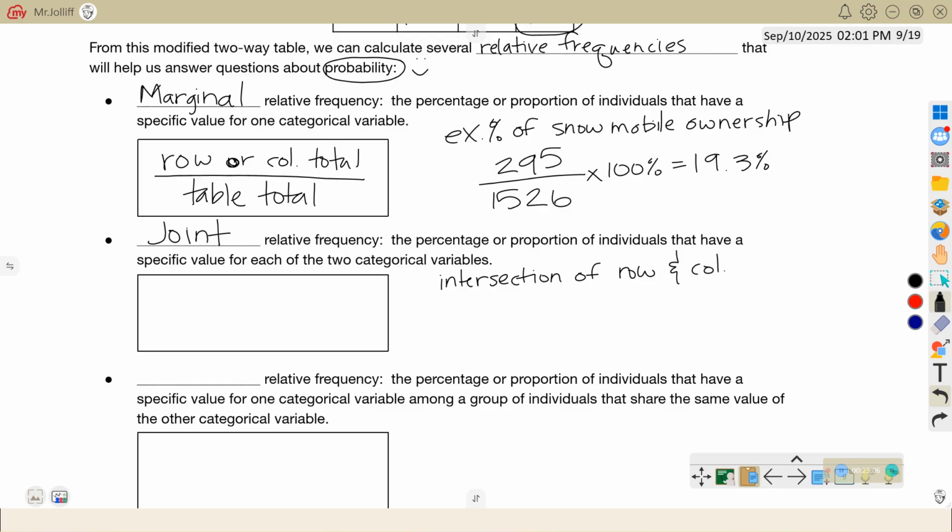There is a key word that you should keep an eye out for in questions that are asking for a joint relative frequency, because we are looking at the intersection of a row and a column. I am looking for somebody who both owns a snowmobile and is a member of the club. You should probably see somewhere in that problem an "and" statement: variable 1 and variable 2. They should mention both. That's a clue, it's a joint.